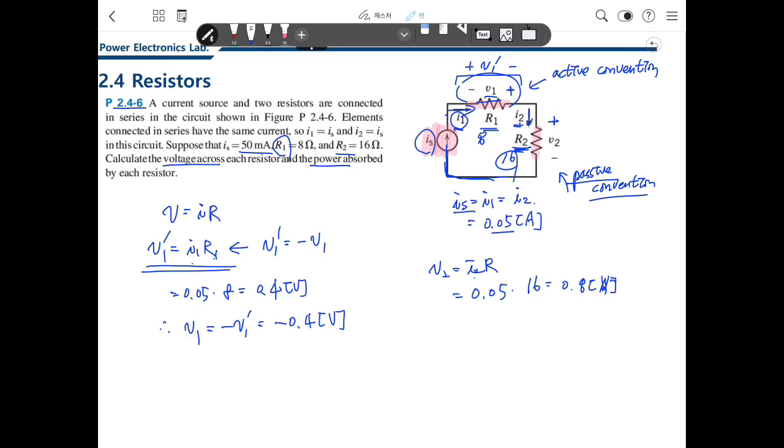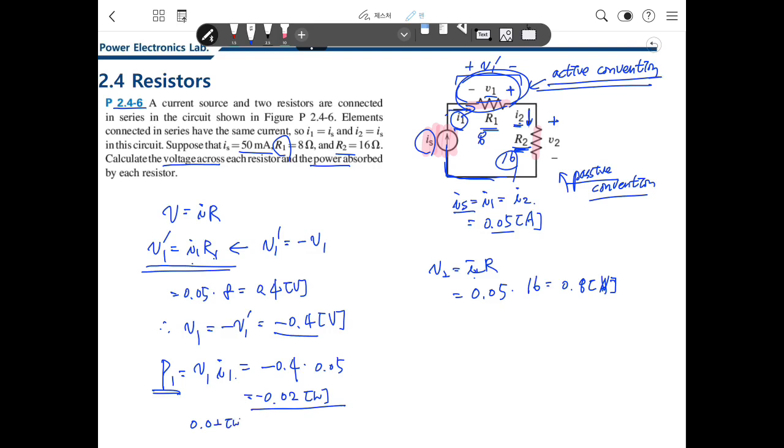Then we can calculate the power again. P1 is V1 I1. P1 is absorbed by the resistor R1. The V is minus 0.4 and the current is 0.05. That means minus 0.02 watts. Because this is the active convention, what is the meaning of that? 0.02 watts is absorbed.